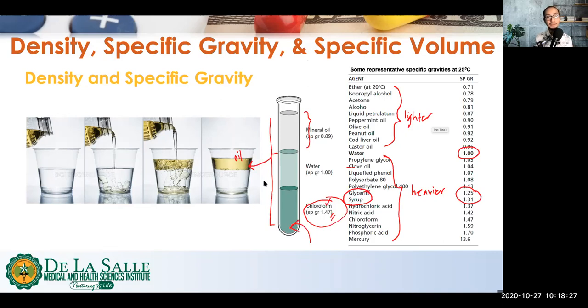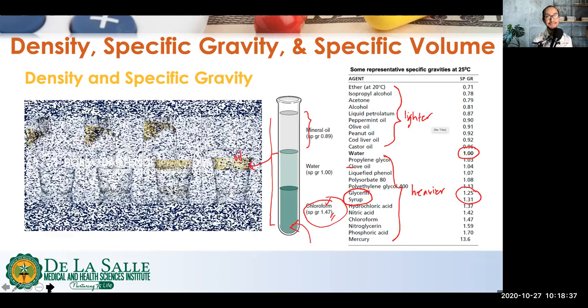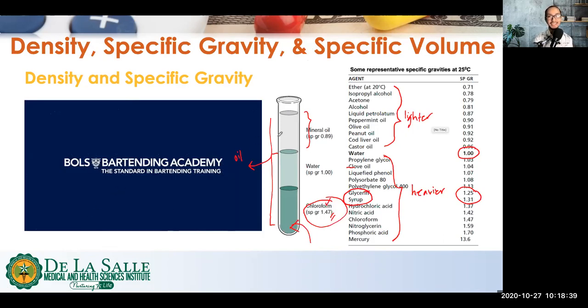And that is actually the principle of one profession, I don't know what to call it. One career, which is bartending. I don't know if you're familiar with this. But your cocktails, I know that you are already old enough to drink cocktails, right? So there are certain cocktails with layers. And so the principle that is involved there is actually the differences. They make use of the differences in the density or the specific gravity of the materials.